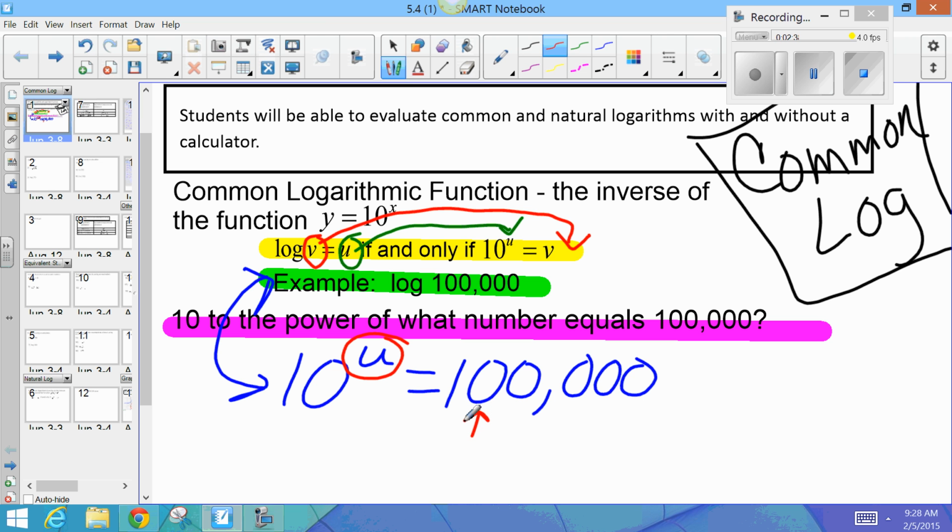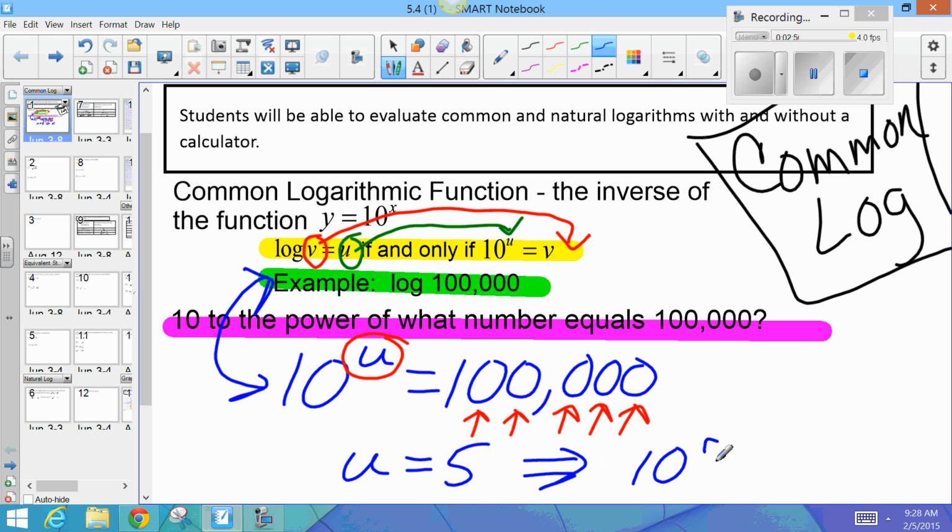So there's 1, 2, 3, 4, 5 zeros. All right, so u must equal 5, okay? So again, what that means is that 10 to the power of 5 equals 100,000, okay? The answer to this question is 5.